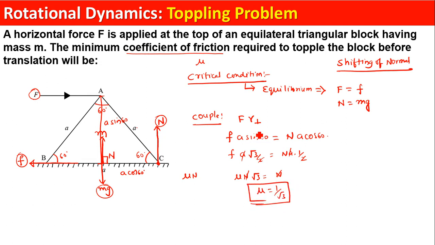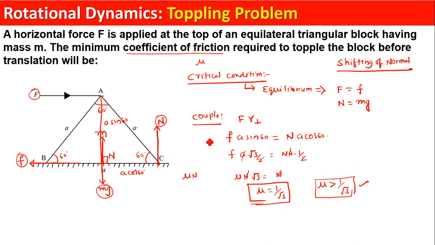So what did we understand? Beyond this, the toppling starts happening. If mu is greater than 1 by root 3, then the frictional force is more than capital F, so the translation motion can be completely blocked, and then the toppling can start. This is the condition, and that is the answer.